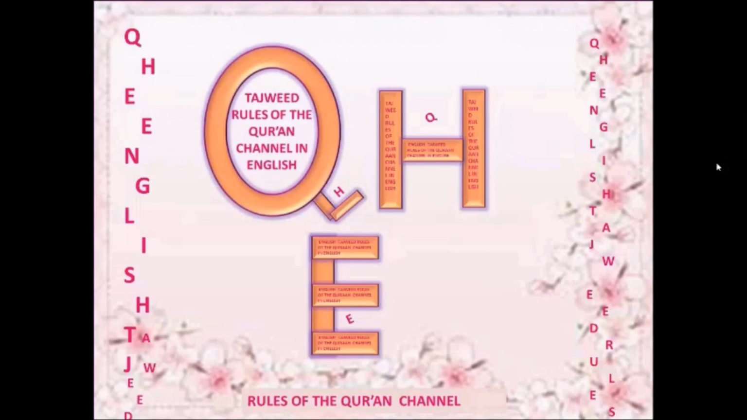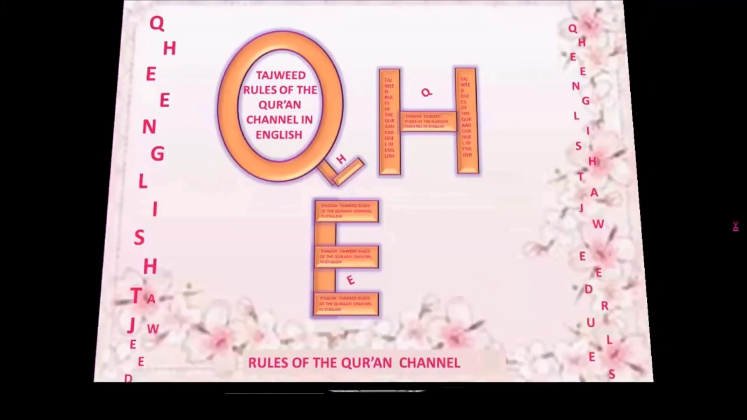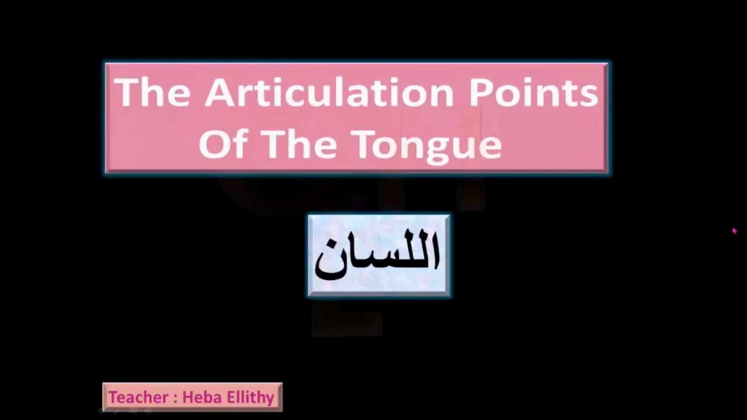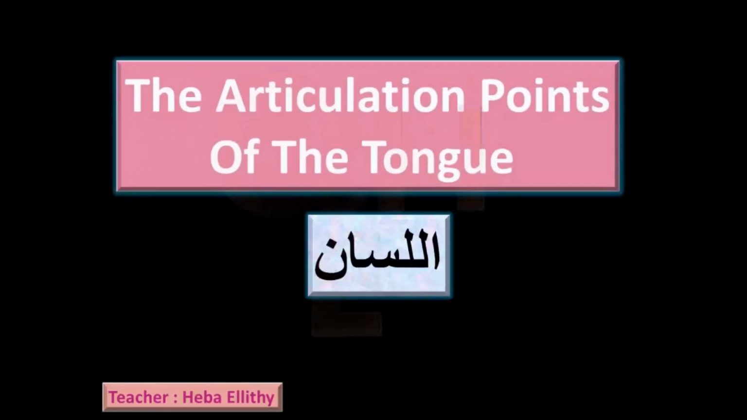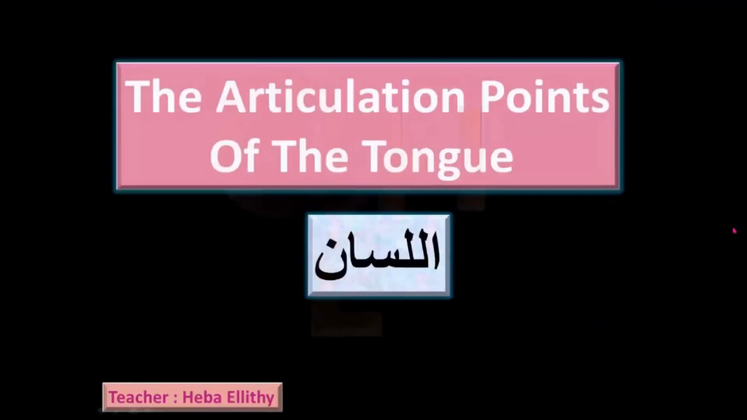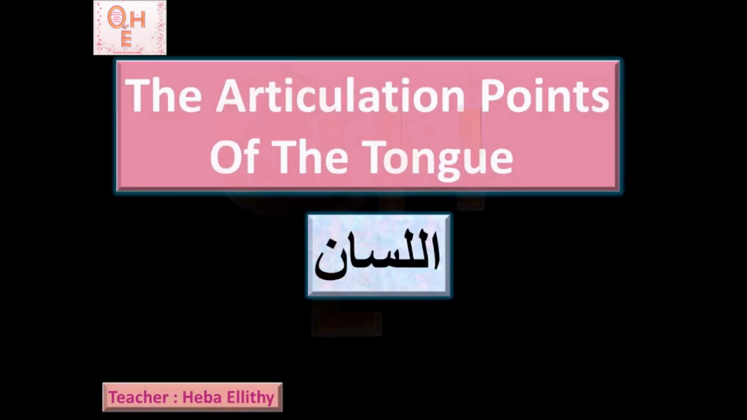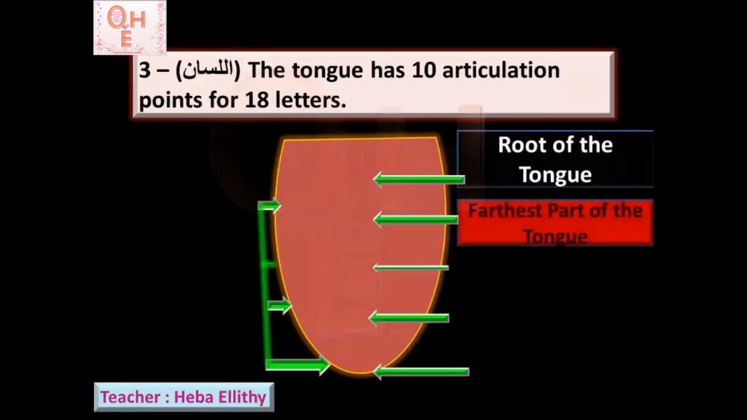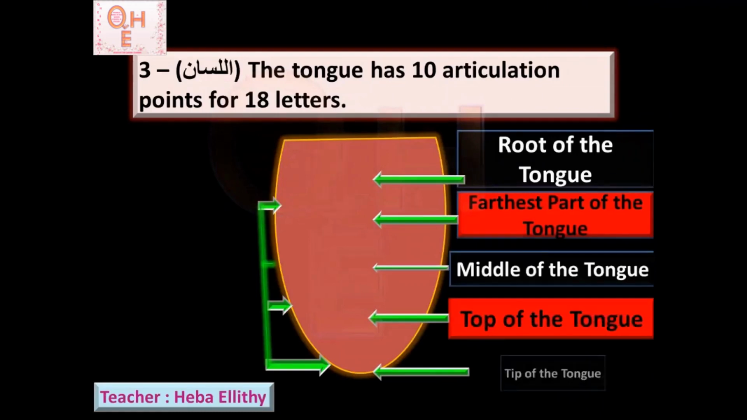We're still under the chapter of the articulation point of the letters, makharij al-huruf al-arabiyya. And today, inshallah, we will go for the al-lisan. We're still under al-lisan, the articulation points of the tongue. In the last classes we finished the edge of the tongue, the deepest part of the tongue, and the middle of the tongue. Today, inshallah, we will go through the tip of the tongue.